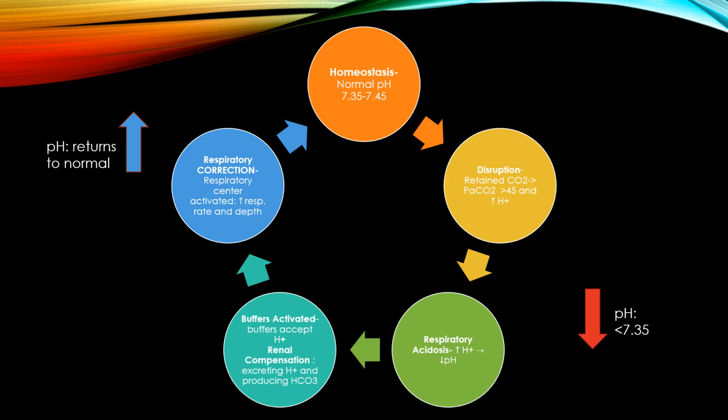So as you can see, it should be represented by our pH going down when there's this disruption. And what results is we have respiratory acidosis because we've had this increase in hydrogen, which then forms that carbonic acid, and our pH drops below that 7.35. Now, immediately when we have this respiratory acidosis, our buffering systems are going to be activated. They are going to start trying to compensate for this lowered pH.